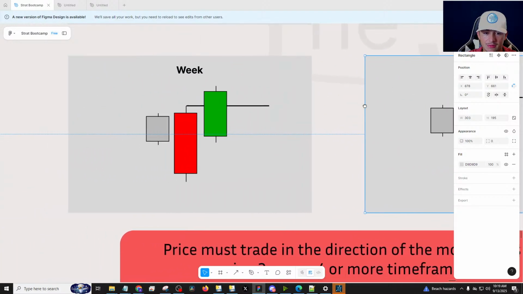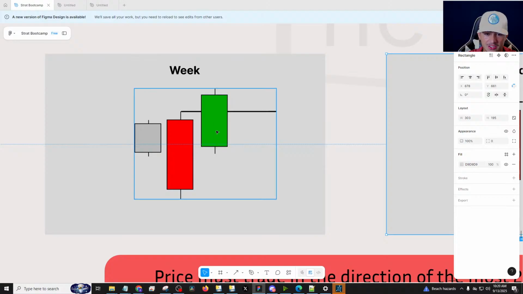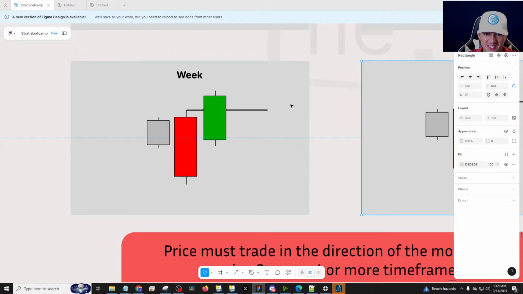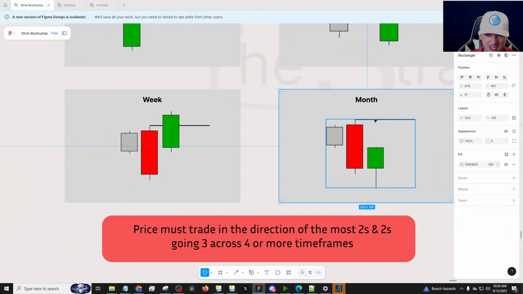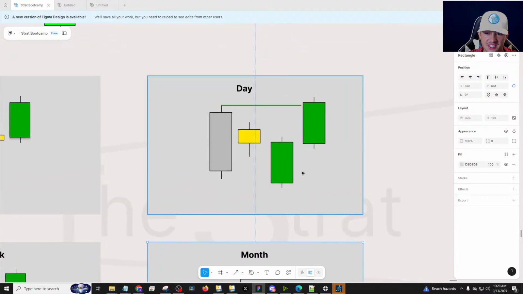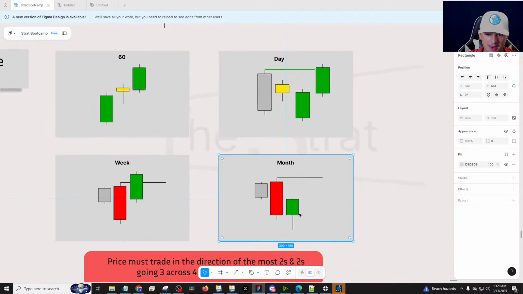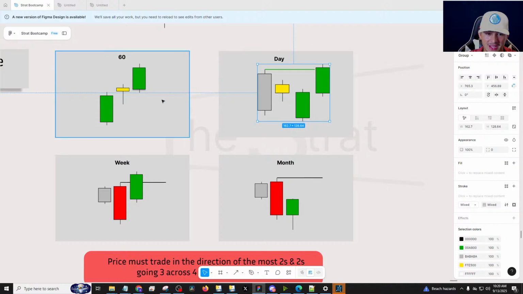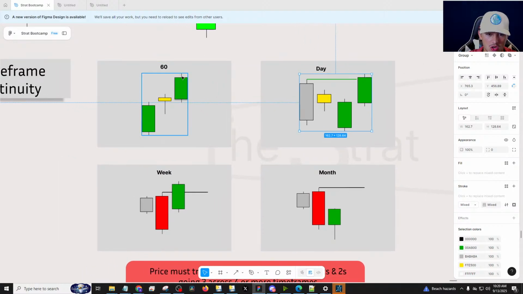If we go to the week, you'll see is a 2 up. So what we'd say is the month is attempting to go 3 to the upside. And this week, it's going up this week. And then if we go to the day, you'll see the day is also a 2 to the upside. So the month is a 2 going 3 to the upside. The week is a 2 up. The day is a 2 up. And then this 60 minute is also a 2 up.